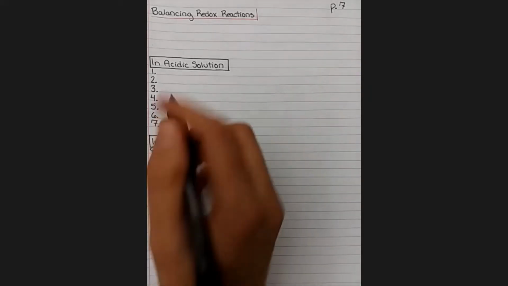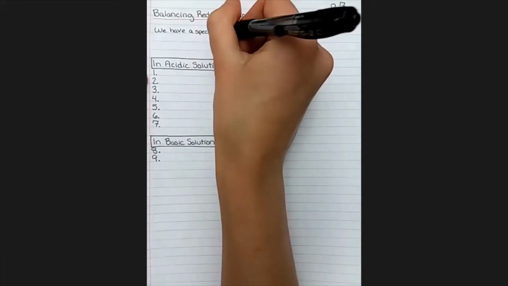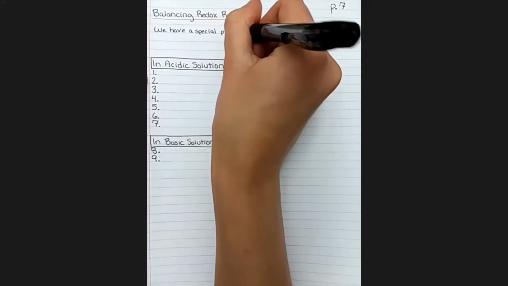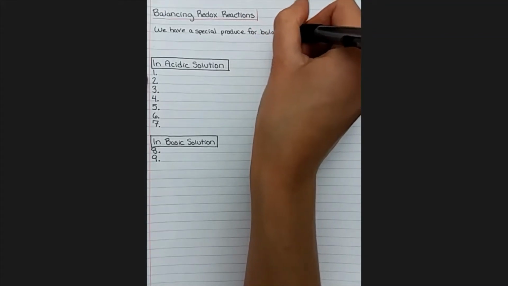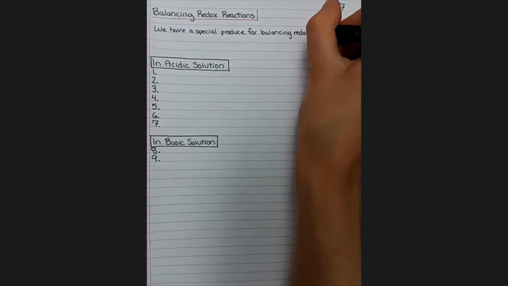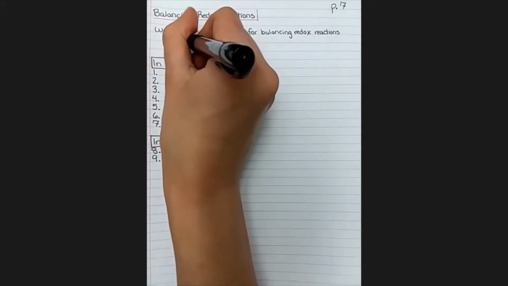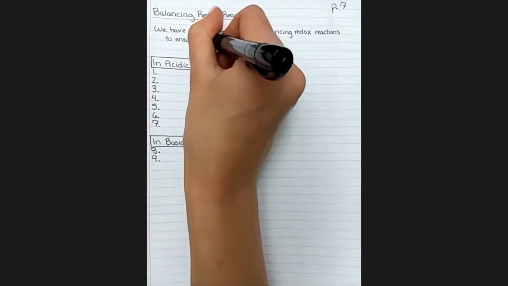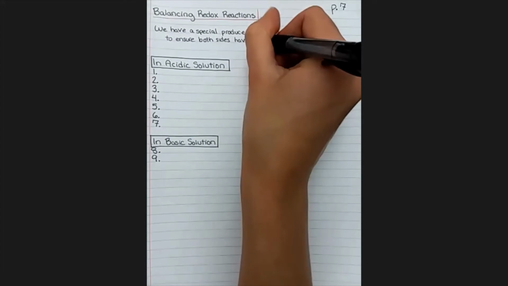So we have a special set of rules that we use for these, because we have to take into account how many electrons are transferred. You may not see those in the balanced reaction because ideally the number that's passed from the oxidant to the reductant is the same and they cancel out. So we have a special procedure for balancing redox reactions to ensure both sides have the same number of electrons.